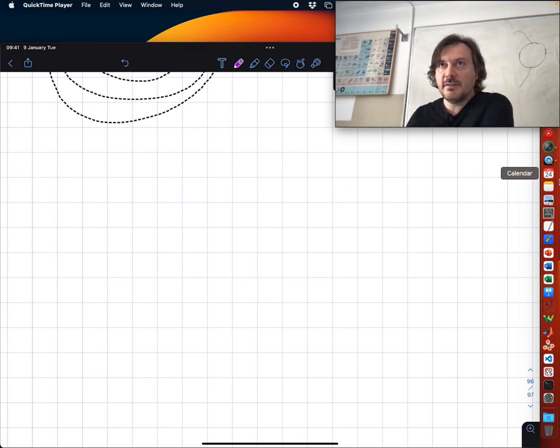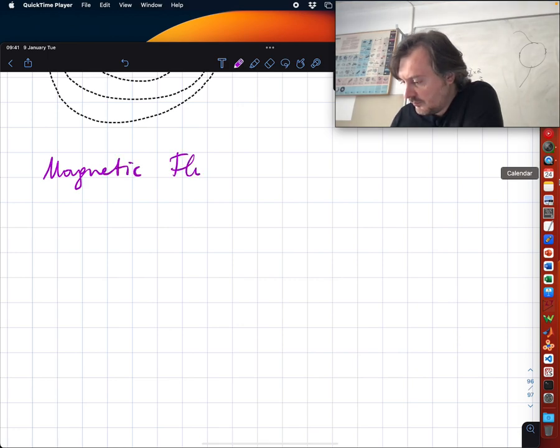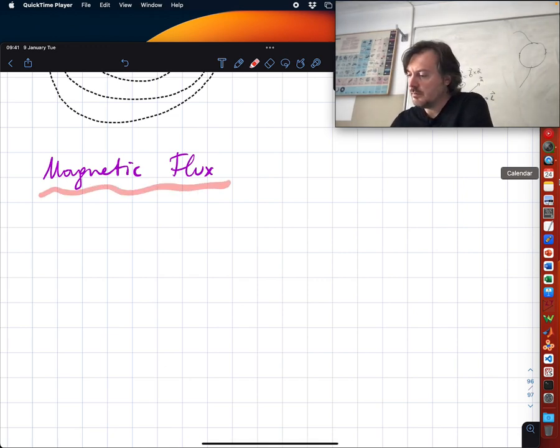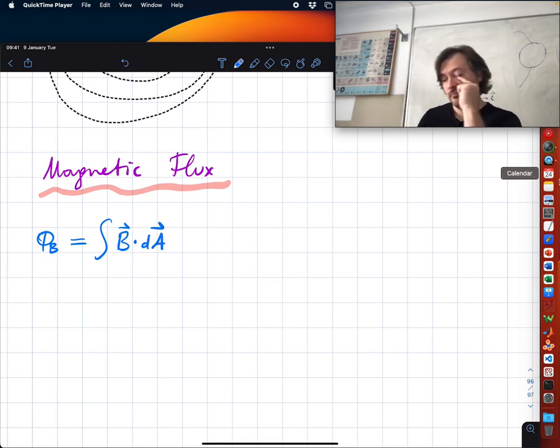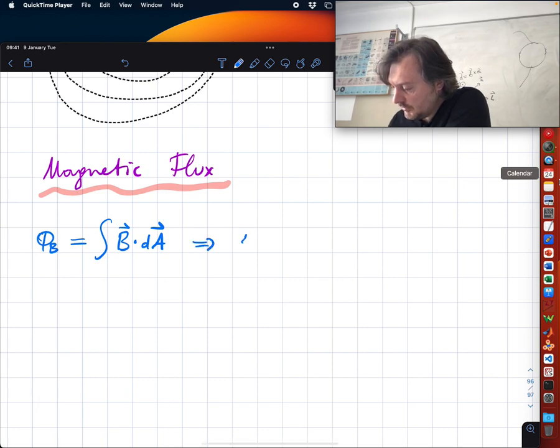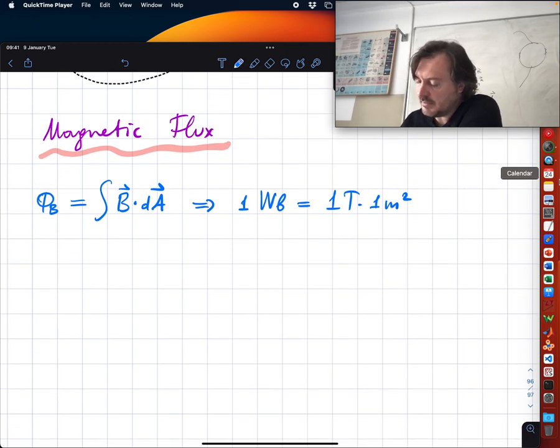So let's start with magnetic flux. It's just like electric flux. So phi B is defined as the integral of B dot dA, and it has units of Weber, 1 Tesla times 1 meter squared. So it has the same story as the electric flux.